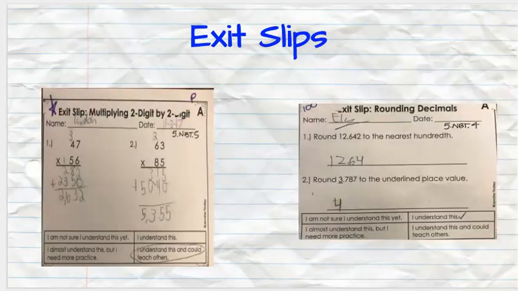These exit slips have multiple purposes. This teacher is gathering formative data and requiring student self-analysis, giving the teacher feedback and asking students to have ownership over their own learning.